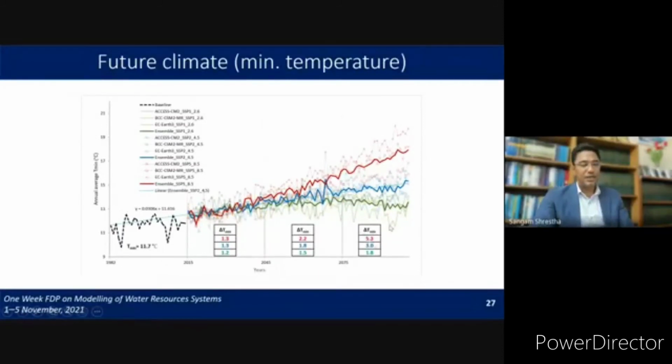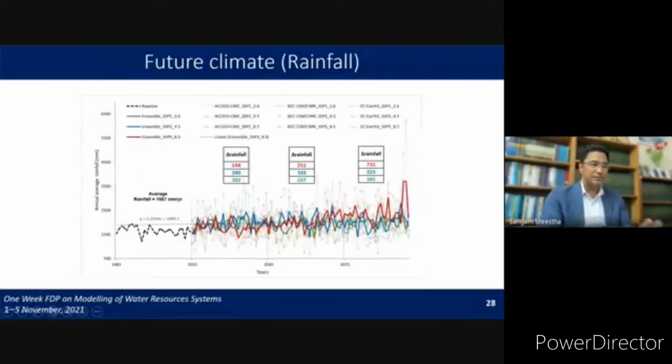Similar to maximum temperature, minimum temperature is also projected to increase by 5.3 degrees centigrade by the end of 2100 under SSP5. It will increase by 3 degrees centigrade under SSP2 and 1.8 degrees centigrade under SSP1. So both the minimum and maximum temperature are expected to increase in the Marshyangdi River Basin in the future.